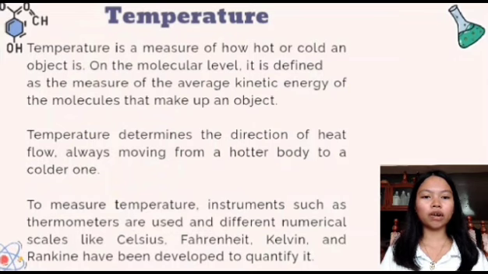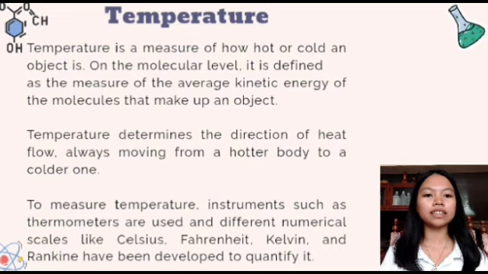Temperature is a measure of how hot or cold an object is. On the molecular level, it is defined as the measure of the average kinetic energy of the molecules that make up an object. Temperature determines the direction of heat flow, always moving from a hotter body to a colder one. To measure temperature, instruments such as thermometers are used, and different numerical scales like Celsius, Fahrenheit, Kelvin, and Rankine have been developed to quantify it.